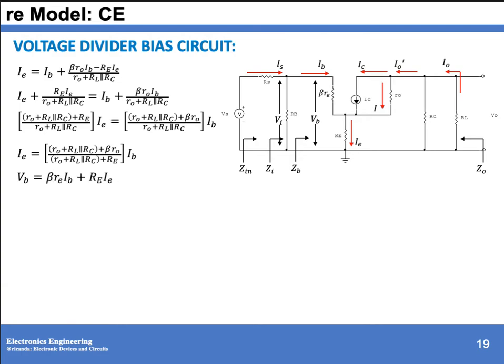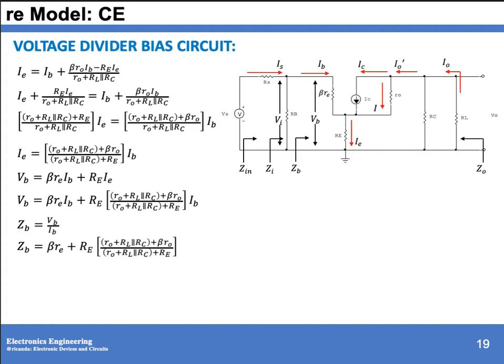So since voltage base is beta RA IB plus RA IE, then we have to substitute your IE in your voltage at the base. So if we divide this voltage at the base with the current IB, that is equivalent to your impedance base. So impedance at the base is beta RA plus RE times the quantity RO plus RL parallel with RC plus beta RO all over RO plus RL in parallel with RC plus RE.